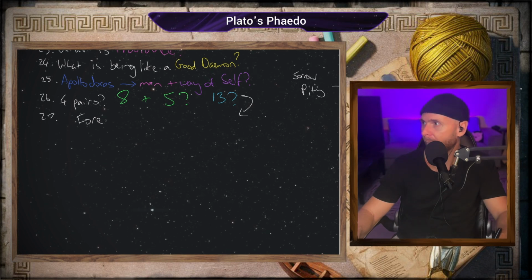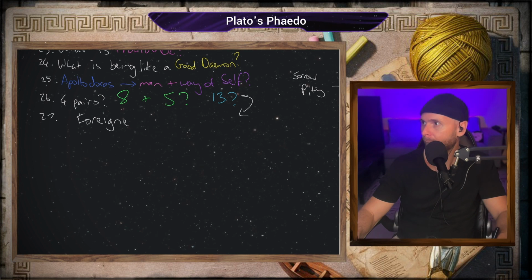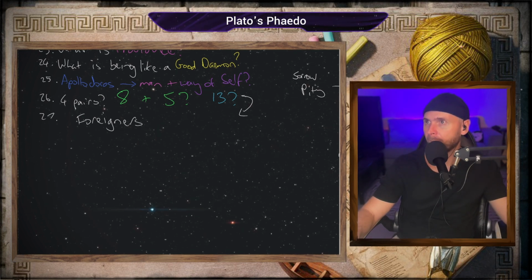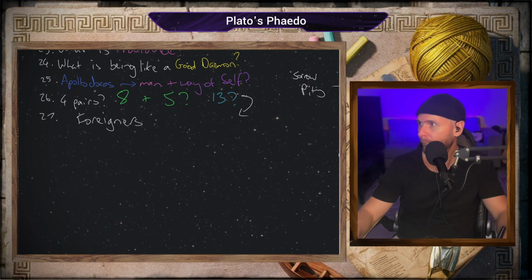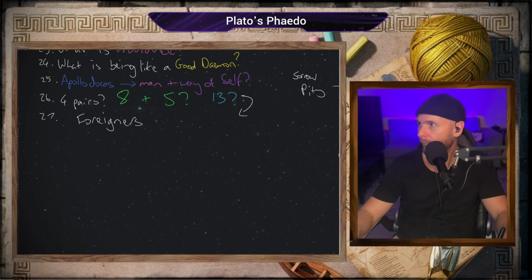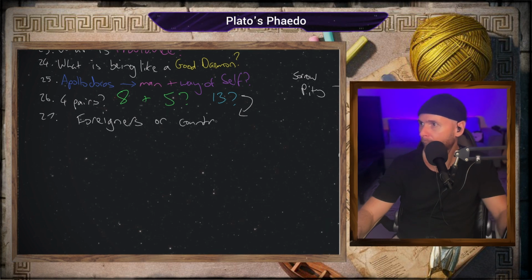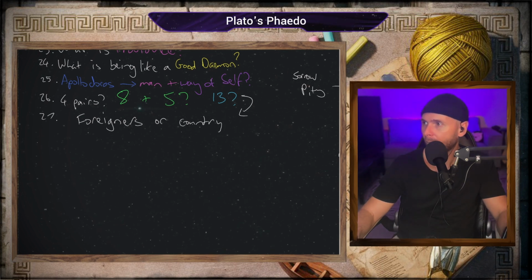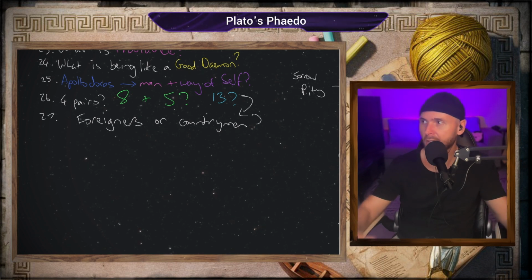OREIGN. Foreigners or natives. Countrymen. What's the significance of that?